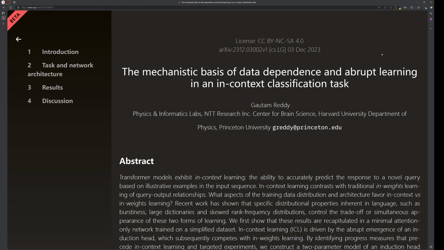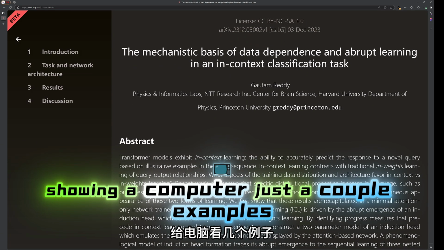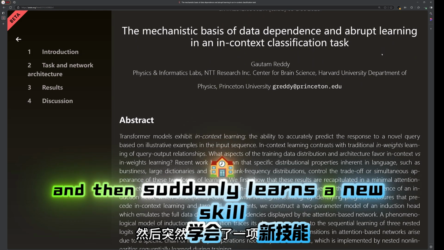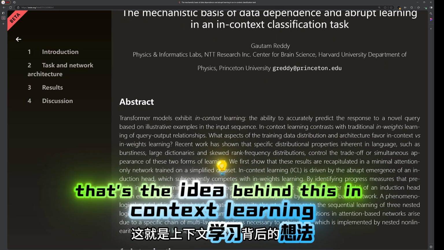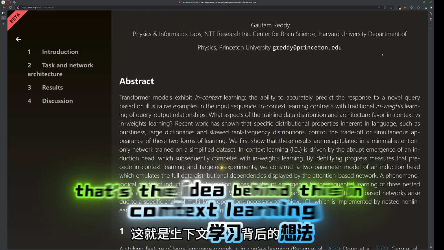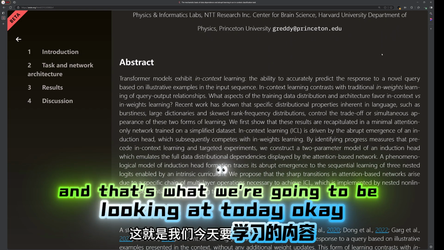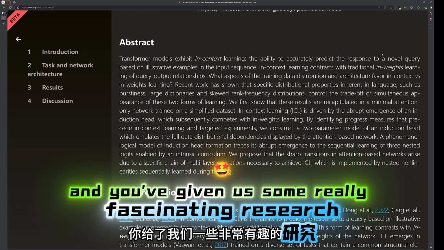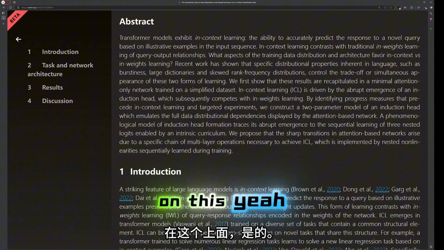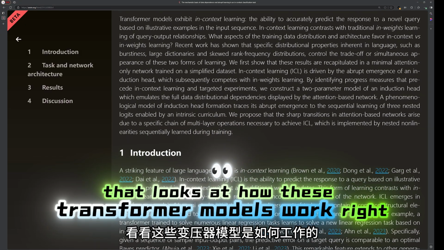Have you ever imagined showing a computer just a couple examples and then suddenly it learns a new skill? That's the idea behind this in-context learning, and that's what we're going to be looking at today. You've given us some really fascinating research on this that looks at how these transformer models work.